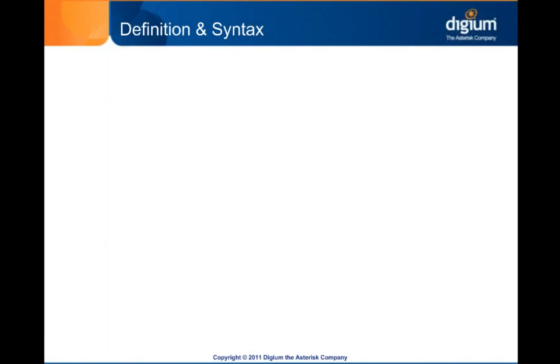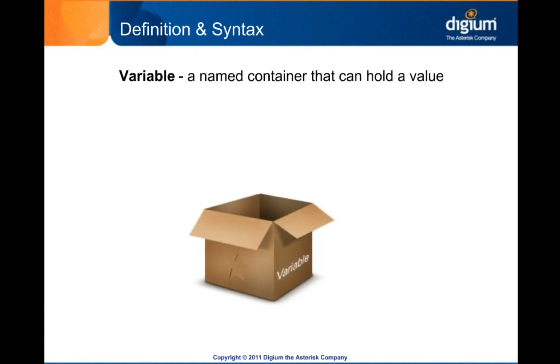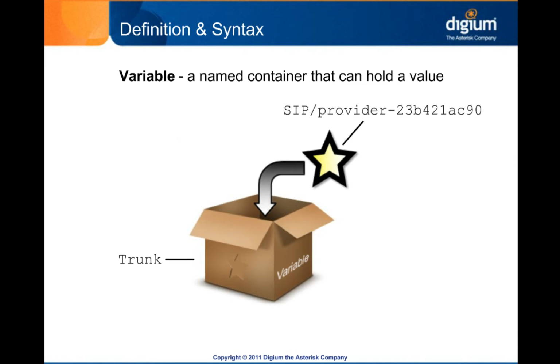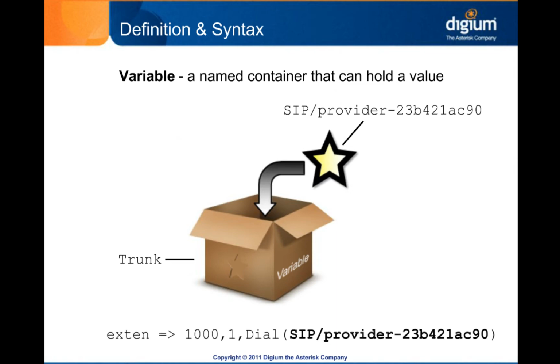So what is a variable? Simply put, a variable is a named container that can hold a value. You can think of a variable as a box. Inside the box is the value assigned to it. For example, we have a variable in our Dialplan called trunk, which is assigned the value SIP/provider-23B421AC90. Here you can see extension 1000 is set to dial out to our SIP provider with a lengthy name.